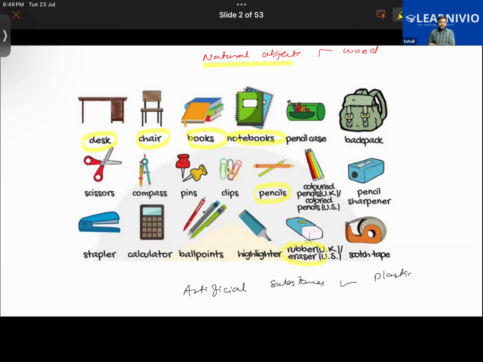Okay, and yes, Halima, what about the color pencils as well, right? Yeah, color pencils also, this one over here. Sir, pins and clips.